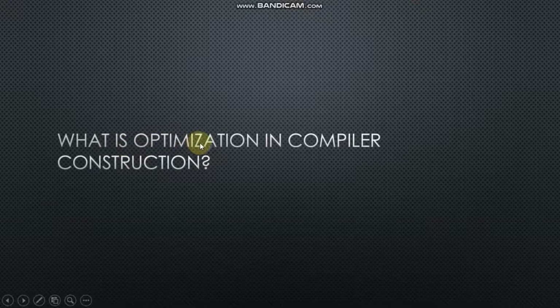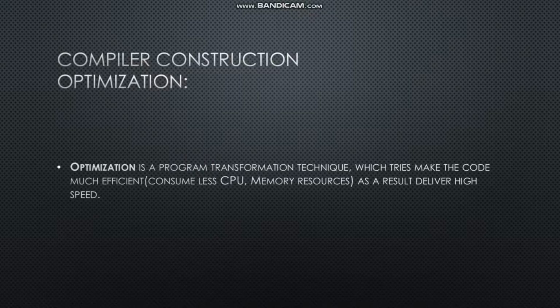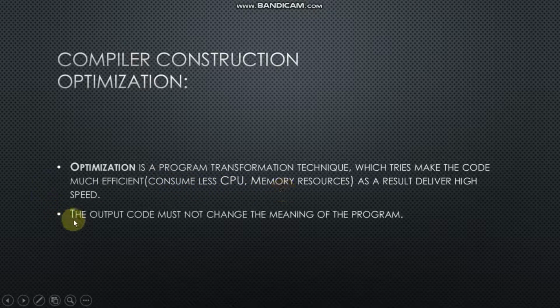Before understanding peephole optimization, we need to understand what is optimization in compiler construction. Optimization is a program transformation technique which tries to make the code much more efficient, as a result delivering high speed. Efficient means consuming less CPU and memory resources. The output code must not change the meaning of the program.